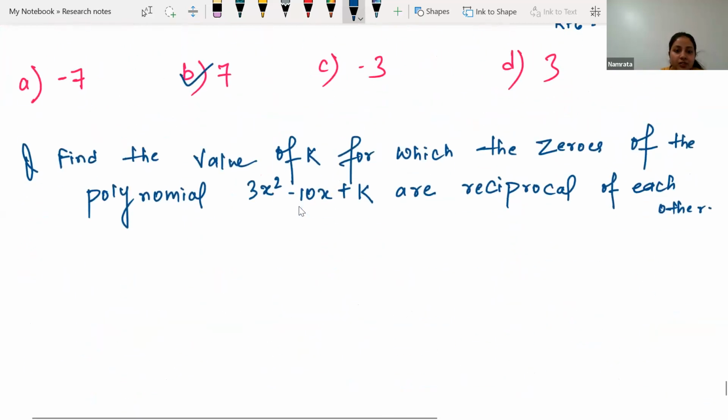Okay. Next one. Find the value of k for which the zeros of the polynomial given over here are reciprocal. Just a moment, let me check whether I have written the complete question. Yeah, here the zeros of the same polynomial are reciprocal of each other.